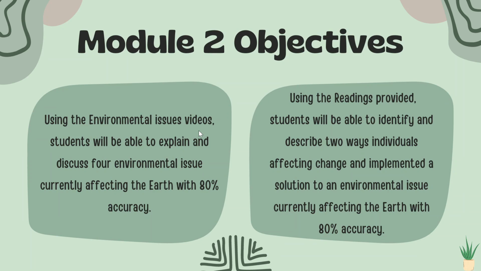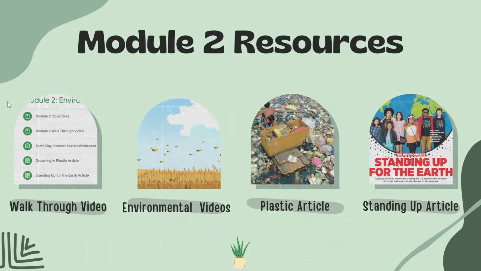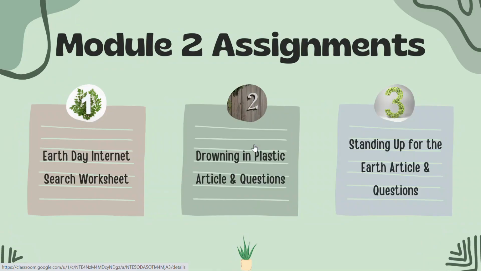Then you're going to do 2 readings. Using those 2 readings, you're going to be able to identify and describe 2 ways that individual people have affected change and implemented a solution to one of these issues. In this module, you have your walkthrough video, which is what you're listening or watching right now. You have the 6 environmental issues, which are in Google. You have a plastics article and a Standing Up for the Earth article. This is an embedded document with videos. These are articles you're going to read and then questions you're going to answer.